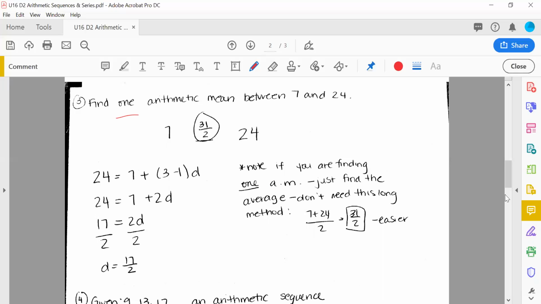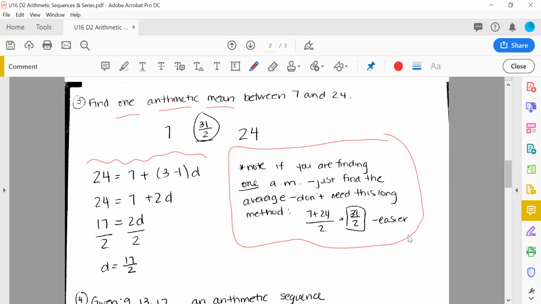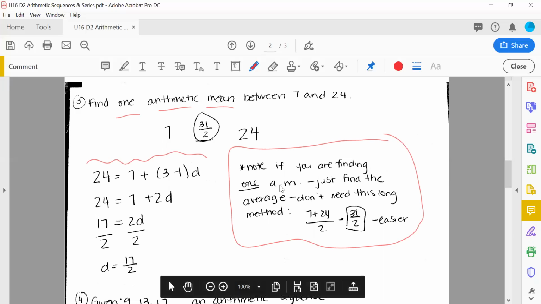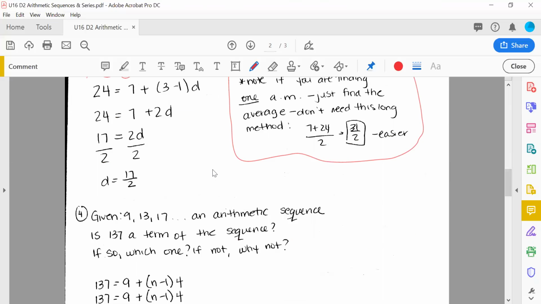Find one arithmetic mean. Now hold on. If you're finding one arithmetic mean, yes, you could do this, but just do this. If you're finding one arithmetic mean, that's just finding the average. So 24 plus 7 is 31. 31 divided by 2, that's it. That's your mean. When you're finding one mean, that's all you have to do.